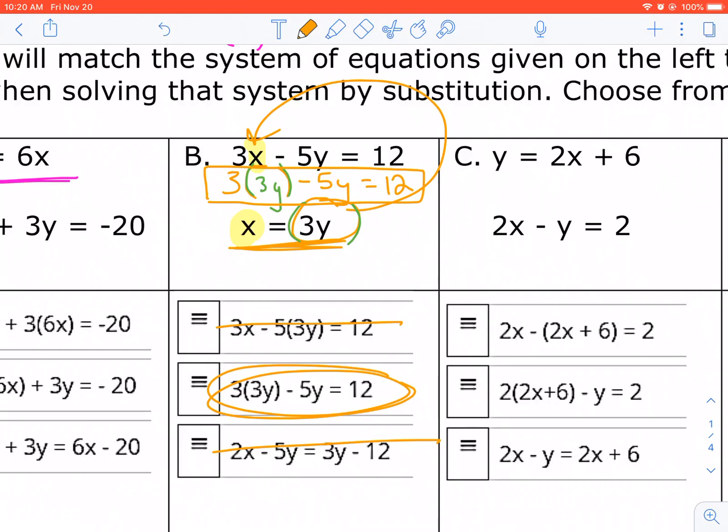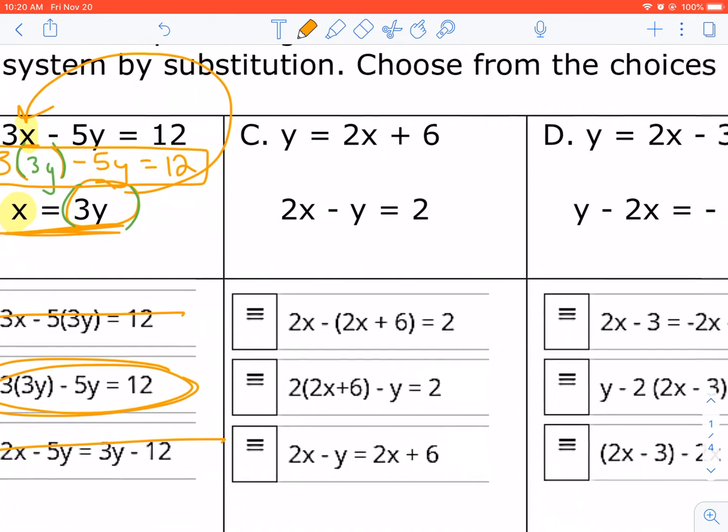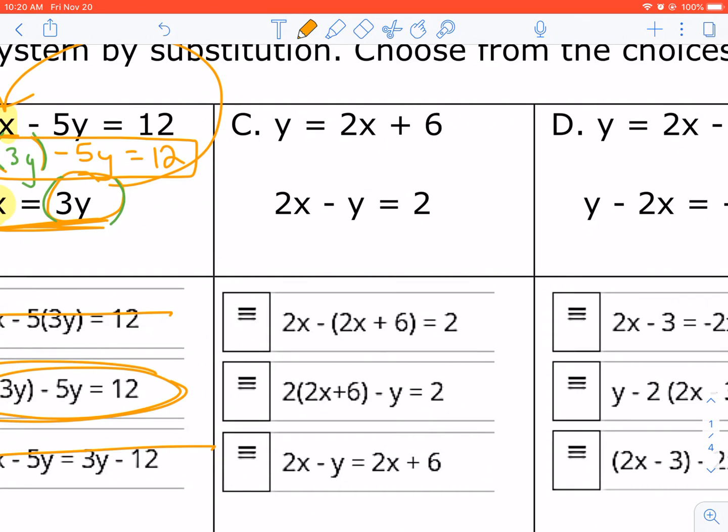Thank you. And we can eliminate the other ones. You're just going to choose the one that has the 3y in the spot for the x. Moving on to C. Again, we're going to do another example together. So the first thing that we do is we look for one that's already solved to say x equals or y equals. And I see that right here.